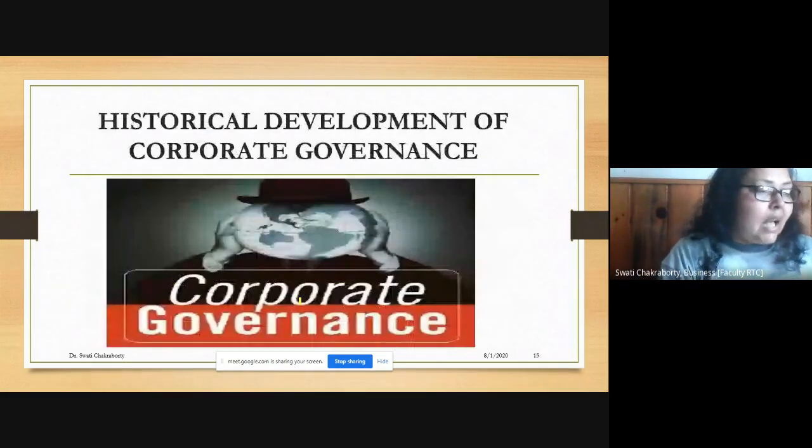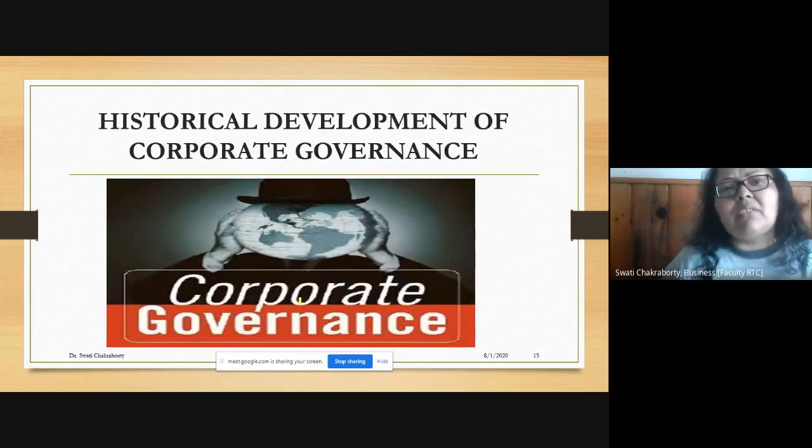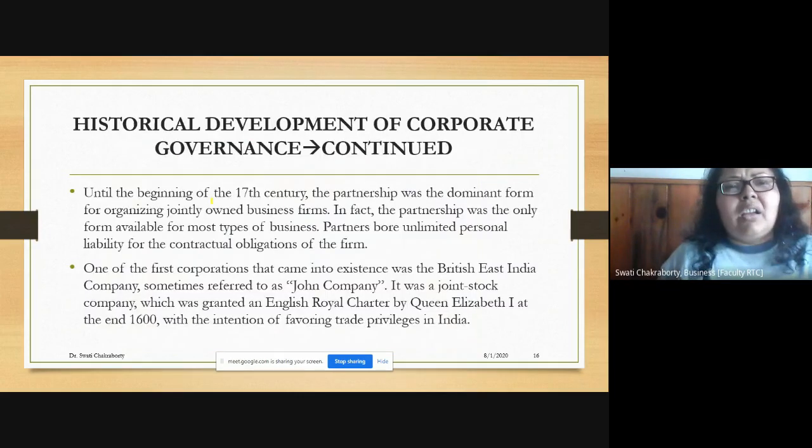Okay, now let's come to the next topic. We are talking of corporate governance, so let's talk of how the concept has come about, the development. The concept of corporate governance is not new. It started in the 17th century. Until the beginning of the 17th century, the main form of organization was partnership, right?